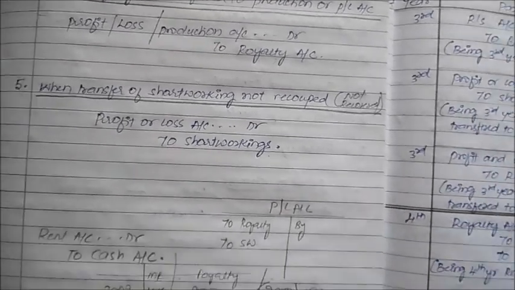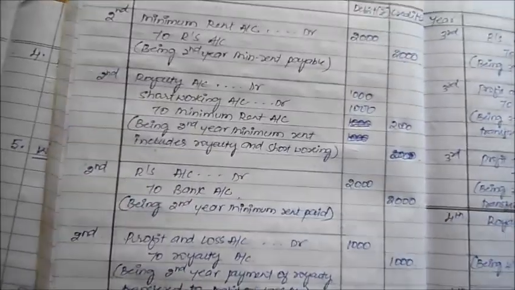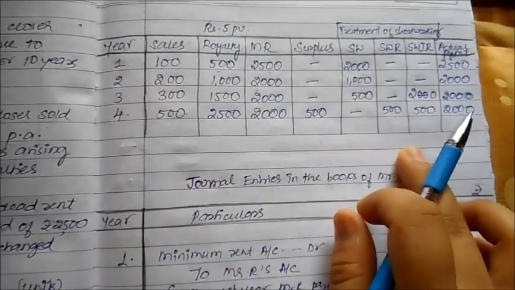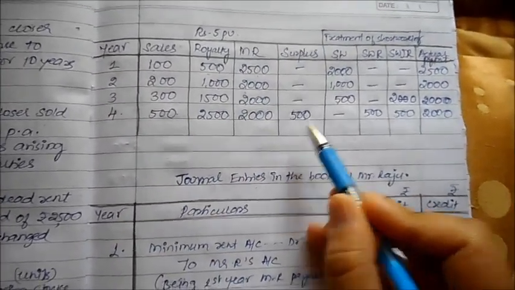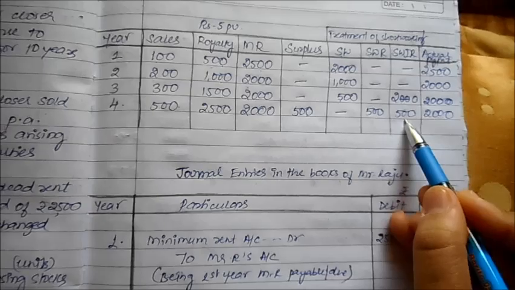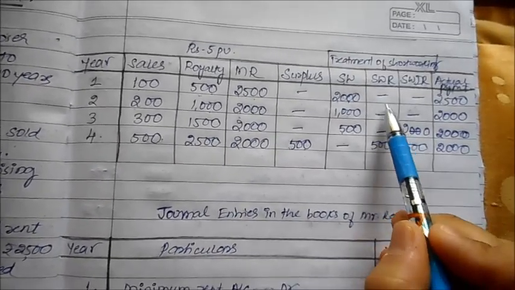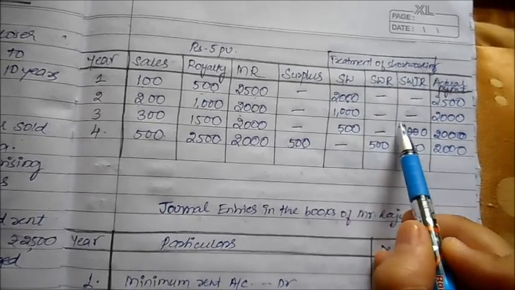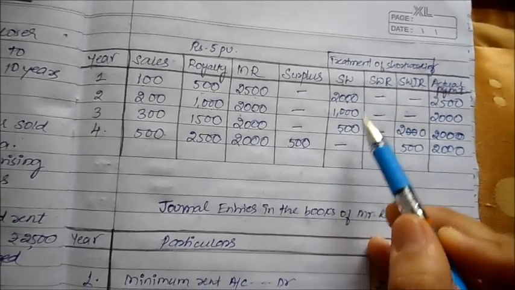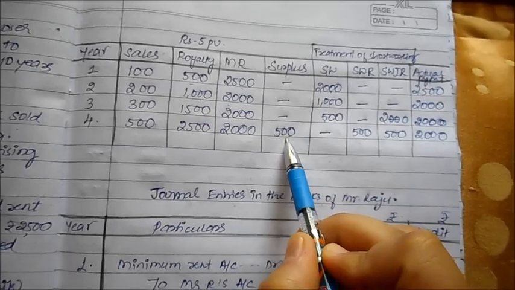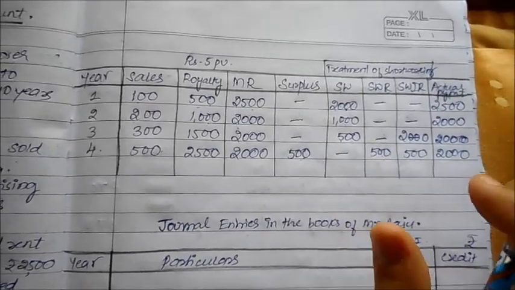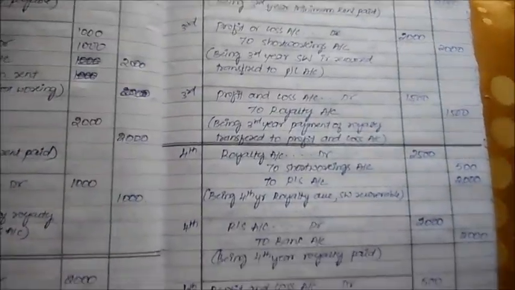Okay, now let's look into the fourth one. So we have surplus, we have recovered, we have irrecovered. So all the possible varieties we've already taken. Only short working where you have irrecover, where you have recover, irrecover and surplus put together. So we have taken the maximum varieties which can possibly be taken.